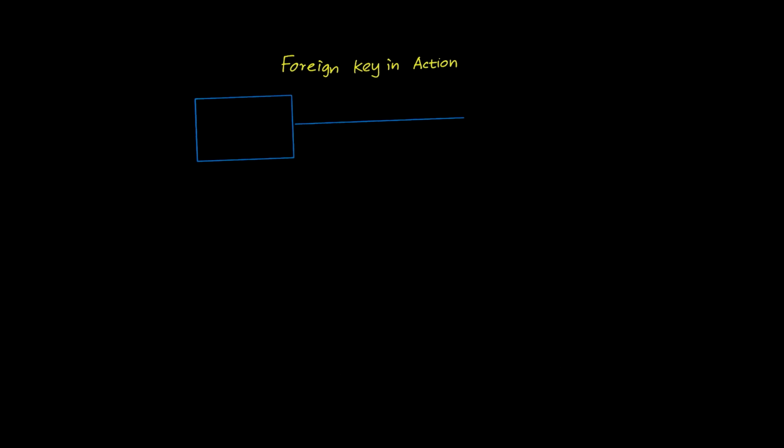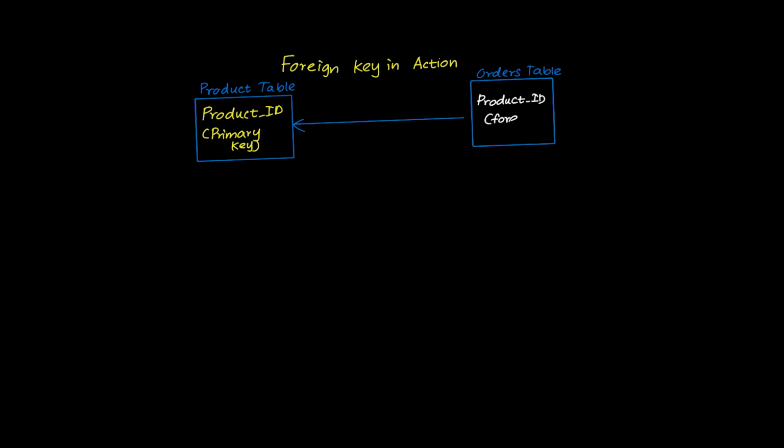A product table uses product_ID as its primary key. It uniquely identifies every product. An orders table also has a product_ID column, but it's there to link each order back to the correct product. When product_ID appears in the orders table, it acts as a foreign key. A foreign key is simply a field in one table that references the primary key of another table. It creates the relationship between the two.